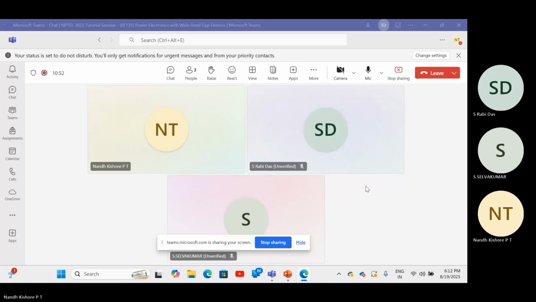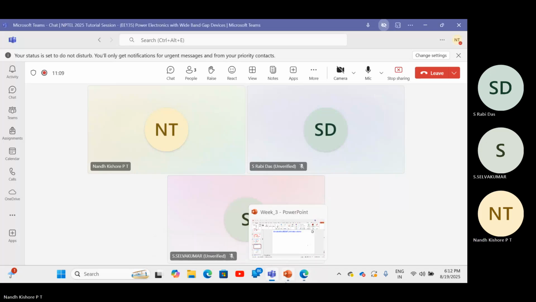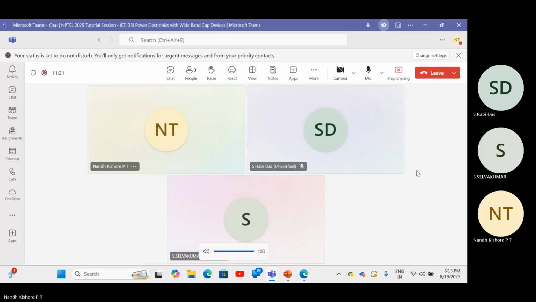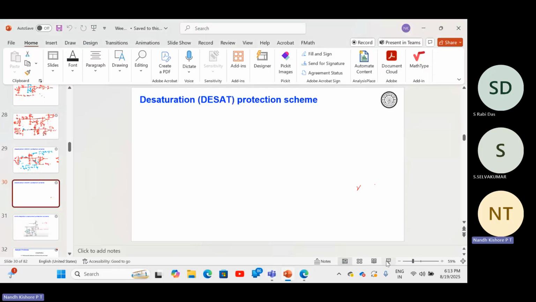Okay. So in the last session we were seeing what are known as desaturation based protection schemes, right? So we will start off from there once again. Can you please confirm if my voice is audible? Yes, sir, it is audible. Okay, thanks. So I'll just open my slide. In the last class as well, we were seeing about desaturation based protection schemes, correct?